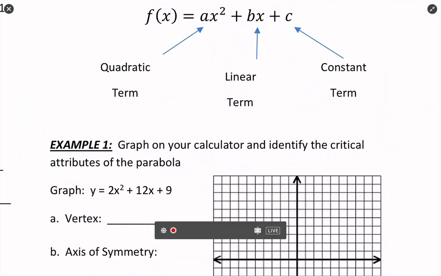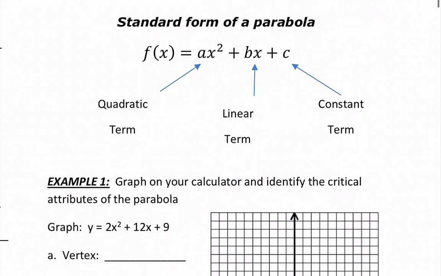Hey guys, so today we're going to be learning about quadratic functions. Quadratic functions are parabolas. Those are those U-shape graphs. Okay, so we're mainly going to be talking about their key features today. So what we're going to do is start with this equation right here, graph it on our calculator, and identify the critical attributes. So let's go ahead and go to our calculator and type this in.